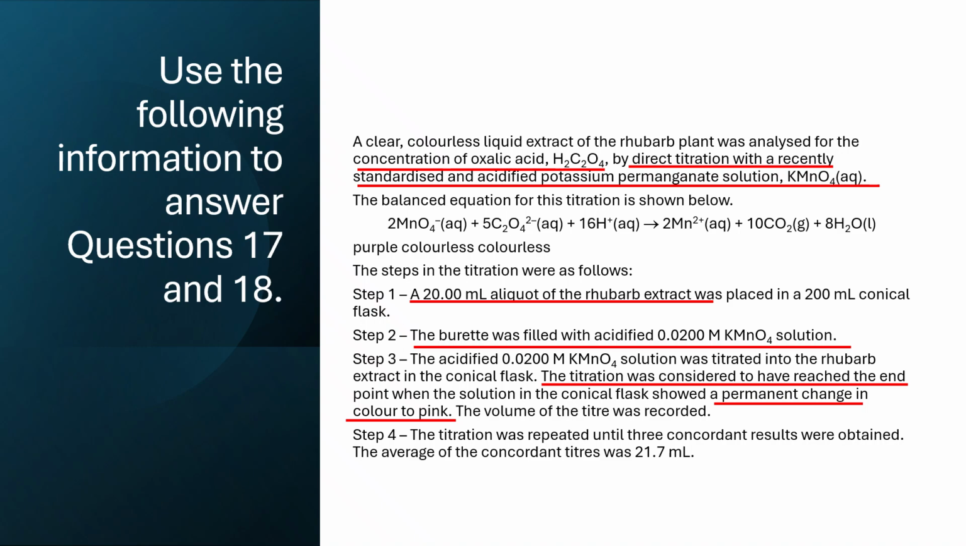The titration was considered to have reached the end point when the solution in the conical flask showed a permanent change in color to pink. The volume of the titer was recorded. Step 4, the titration was repeated until 3 concordant results were obtained. The average of the concordant titers was 21.7 milliliters.